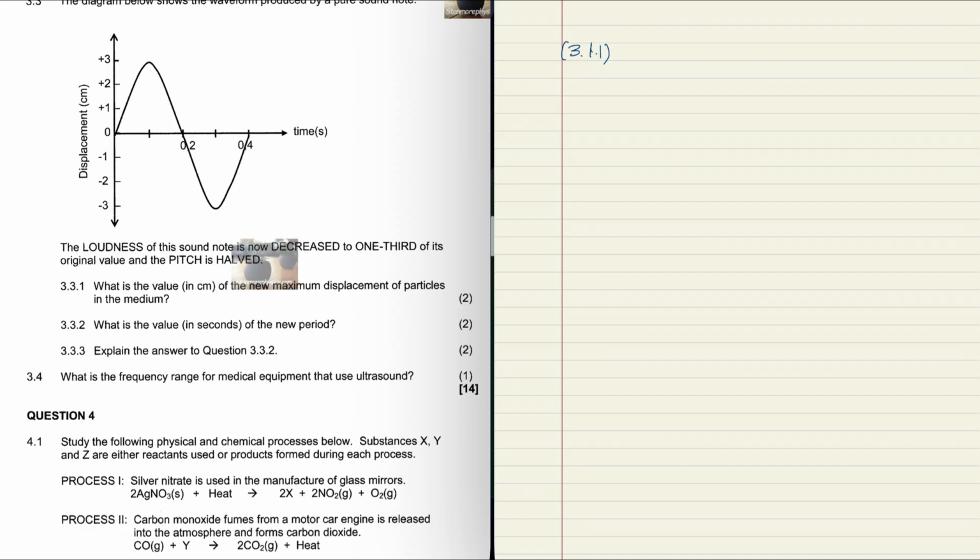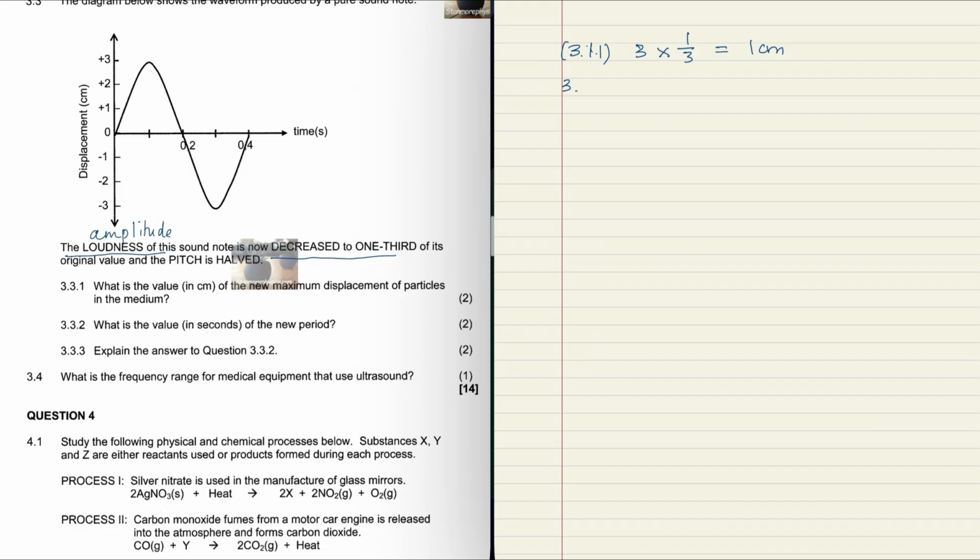So loudness corresponds to amplitude. So if they have decreased the loudness to 1/3, that means they've decreased the amplitude by 1/3. So the current amplitude is 3. So 3 times 1/3, and that's going to be 1. So the new amplitude is going to be 1 centimeter.